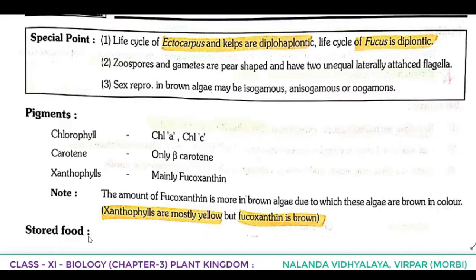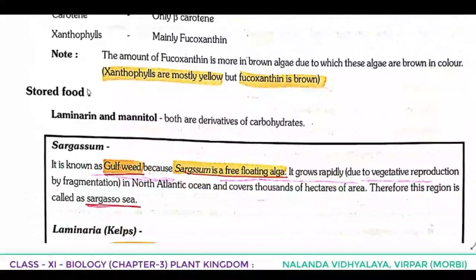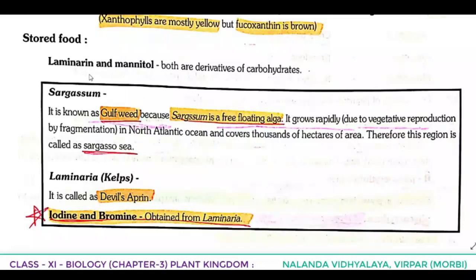Now, stored food. Laminarin and mannitol. Both are derivatives of carbohydrates. We already told that from the textbook the point was discussed. Food is stored as complex carbohydrates which may be in the form of laminarin or mannitol.